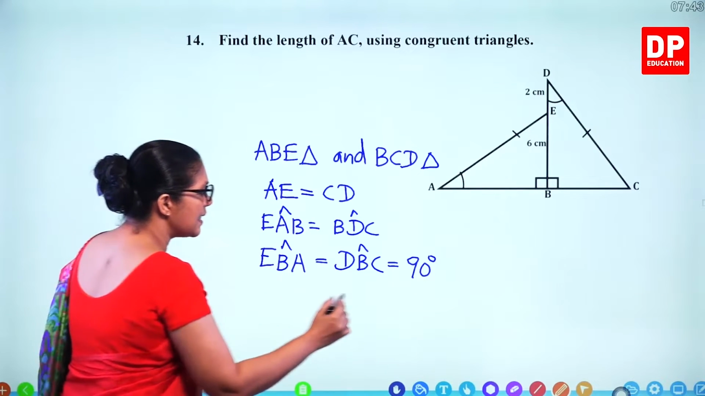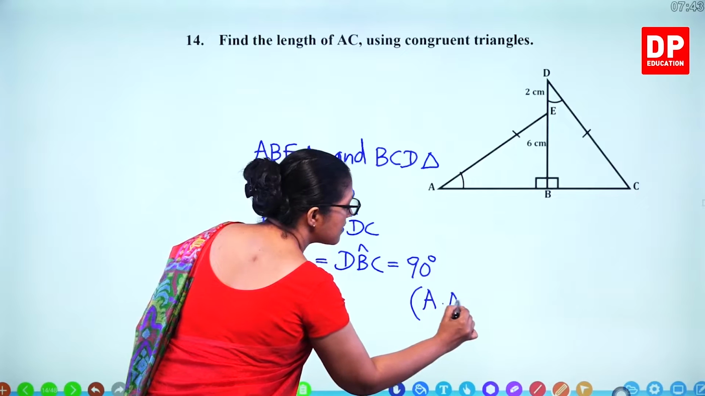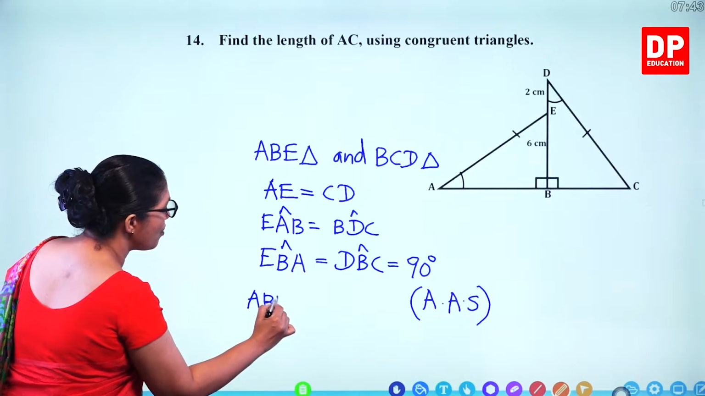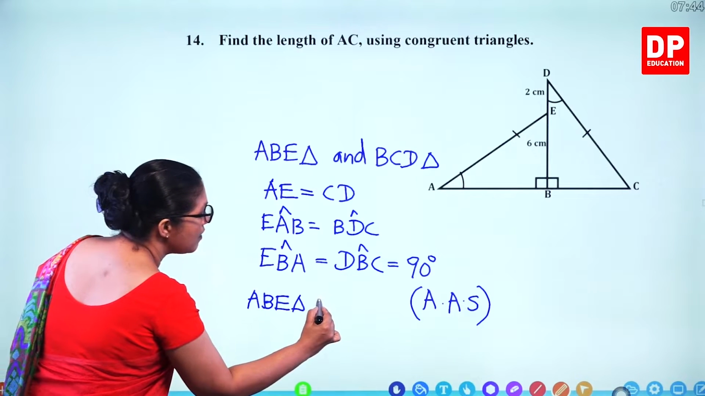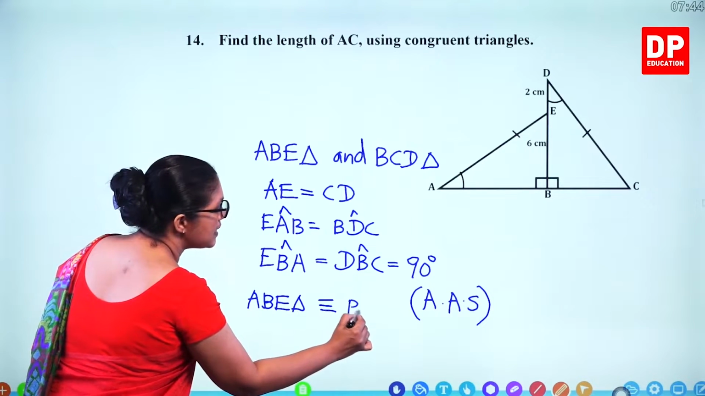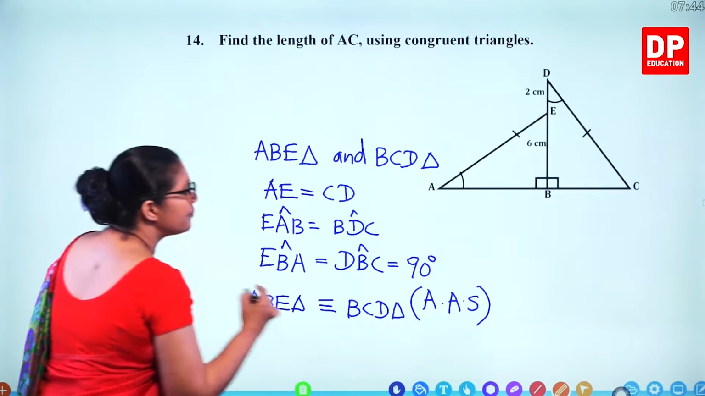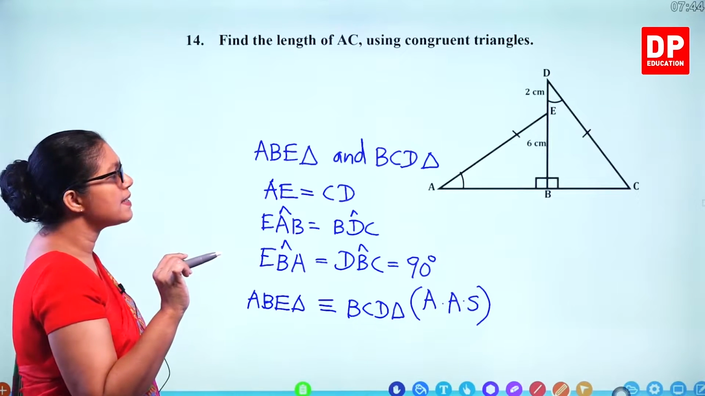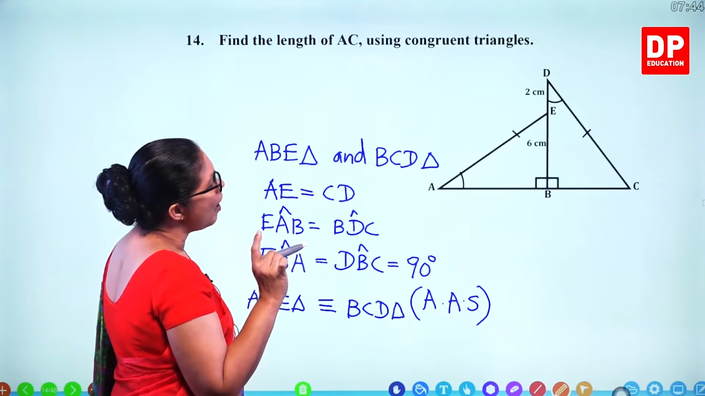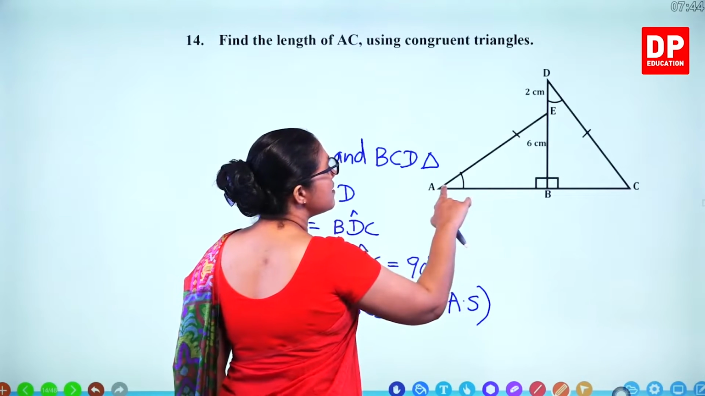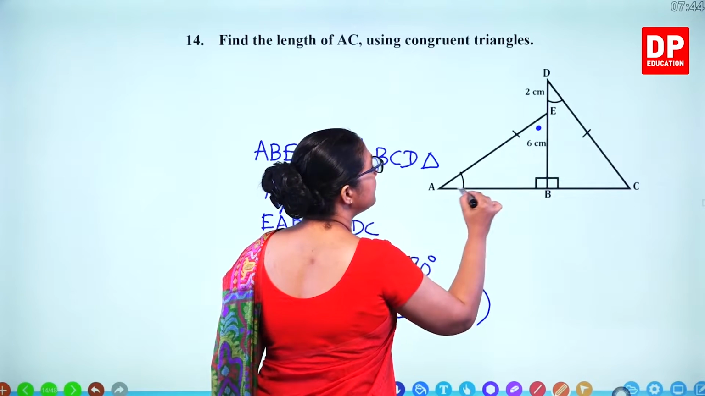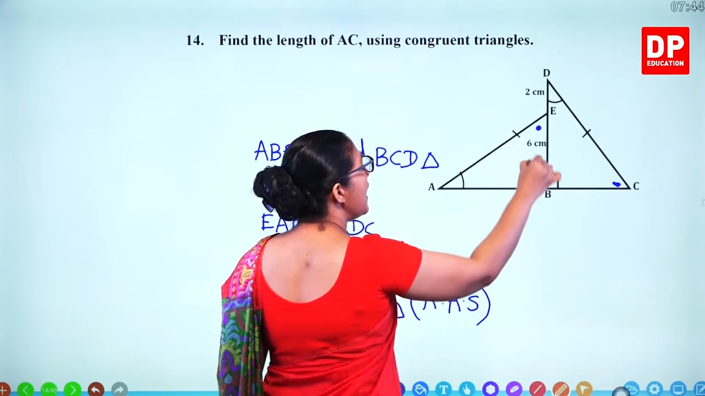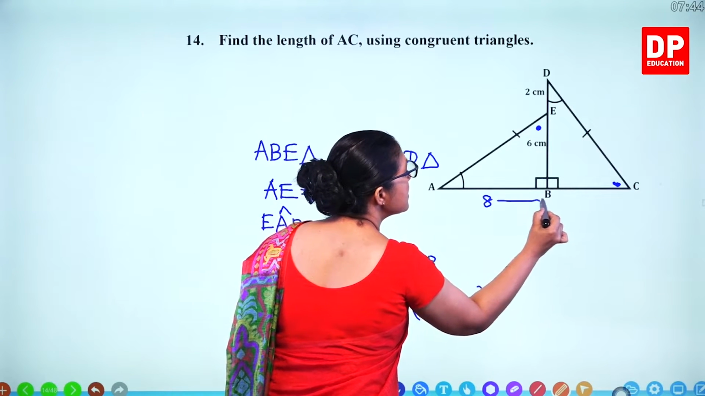So what is the case? Angle, angle, side. Because of that, the 2 triangles are congruent. ABE triangle is congruent to BCD triangle. Now, if the 2 triangles are congruent, the corresponding elements are equal. So what can you say about this length? This is opposite to this angle. Opposite to that angle is 6 plus 2, 8. So this length becomes 8 centimeters.